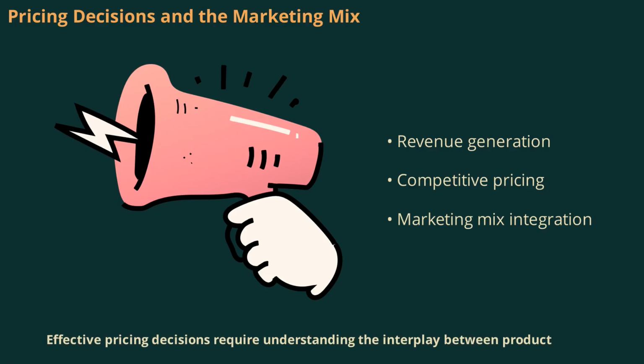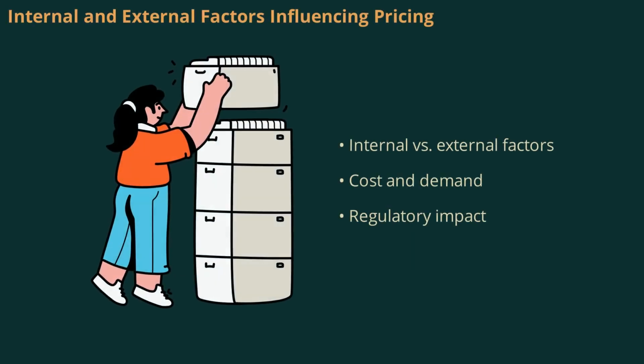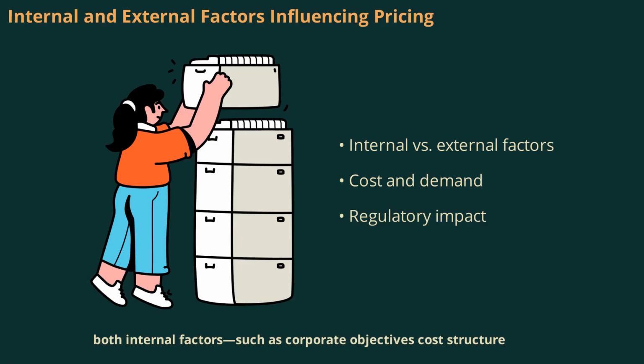Effective pricing decisions require understanding the interplay between product, promotion, place, and price to achieve marketing and organizational goals. Pricing decisions are influenced by both internal factors, such as corporate objectives, cost structure, and product characteristics, and external factors like market composition, buyer attitudes, competitor pricing, and government regulation. Balancing these factors ensures that pricing strategies are both competitive and aligned with the company's long-term vision.